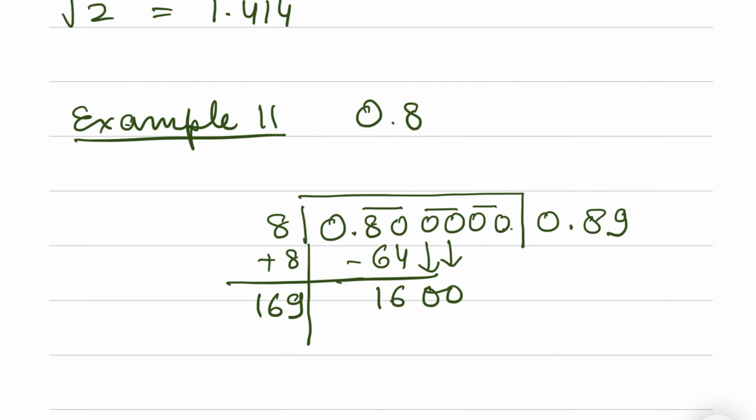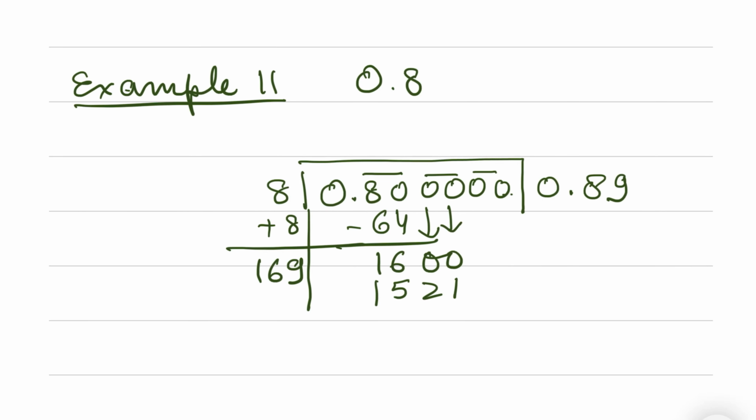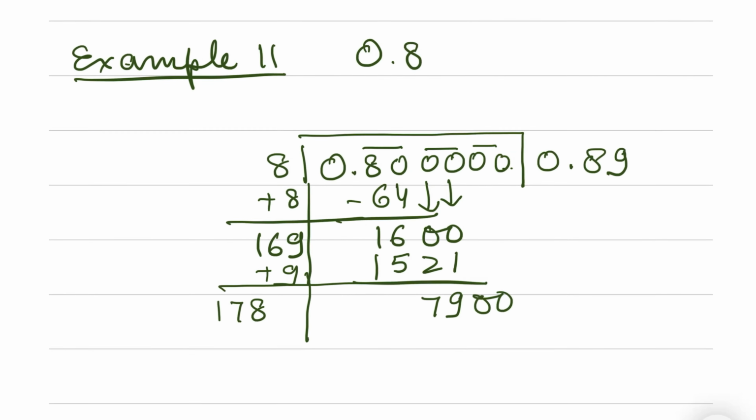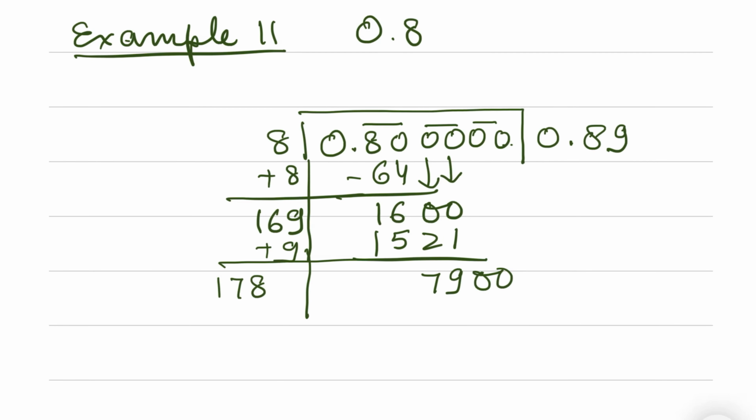So 9, I have 8 and 2, 5 and 1, 15. So this I get 7 and 9. Here this side I am going to add plus 9. So I have 1, 7, 8. I can take down 2 more zeros, keep on adding this number of zeros. Now I can go 4 times.